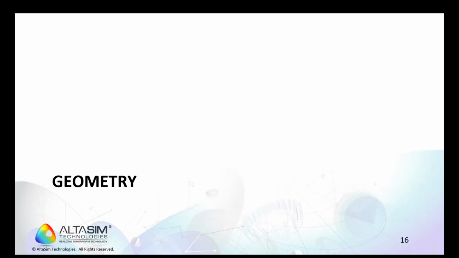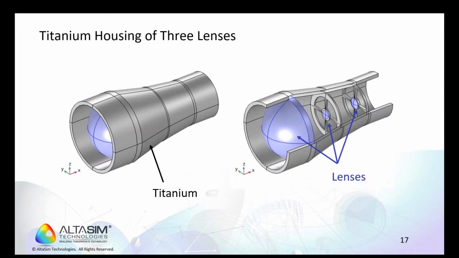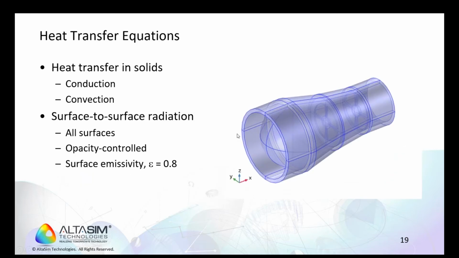To orient you on the geometry of the telescope, let's first take a look at what we're actually going to simulate. It's a titanium housing that contains 3 lenses. And so you can see the geometry here that Josh is going to be working with. The 3 physics are going to be heat transfer, structural mechanics, and optics. Now let's look at the heat transfer first.